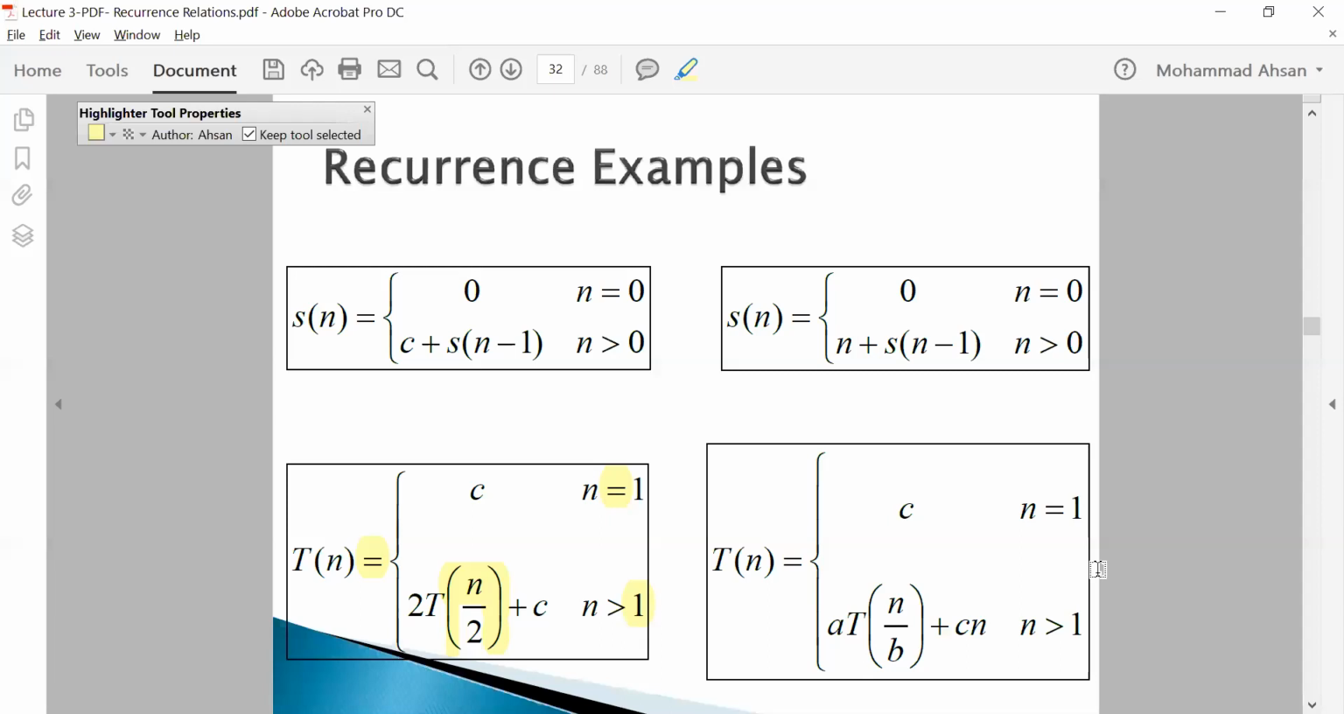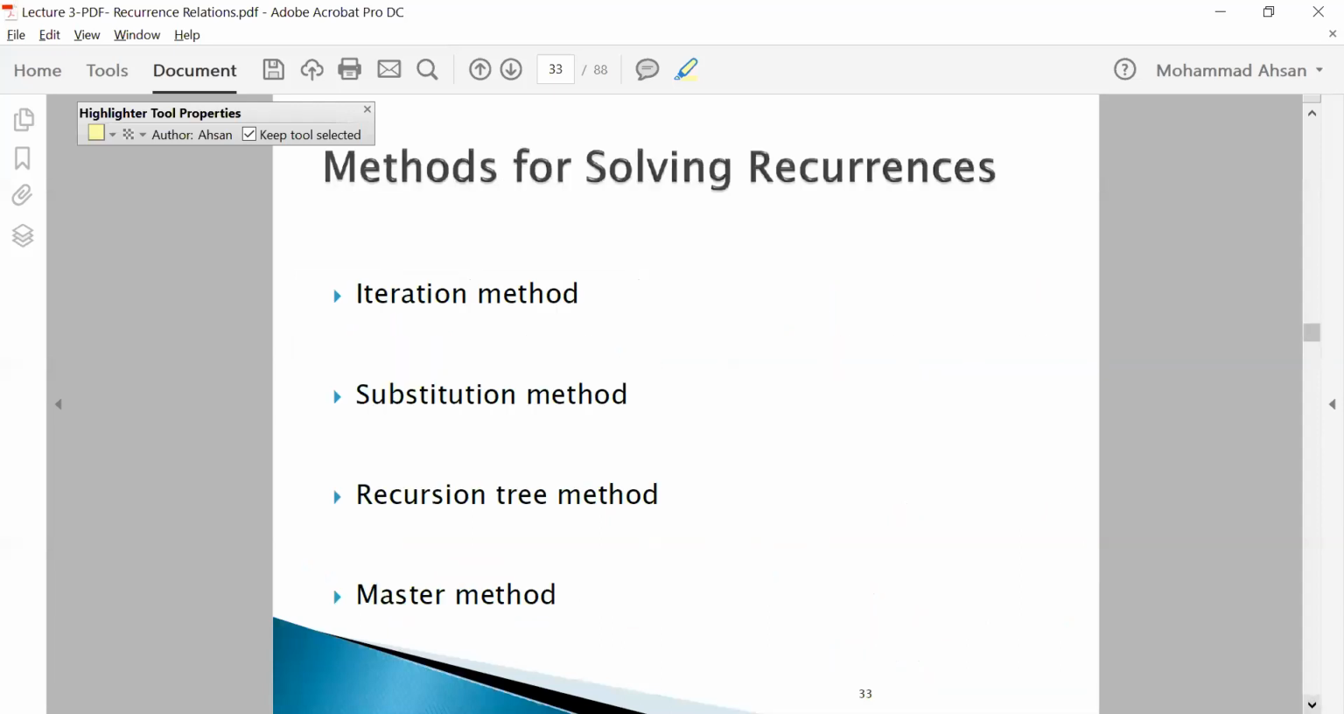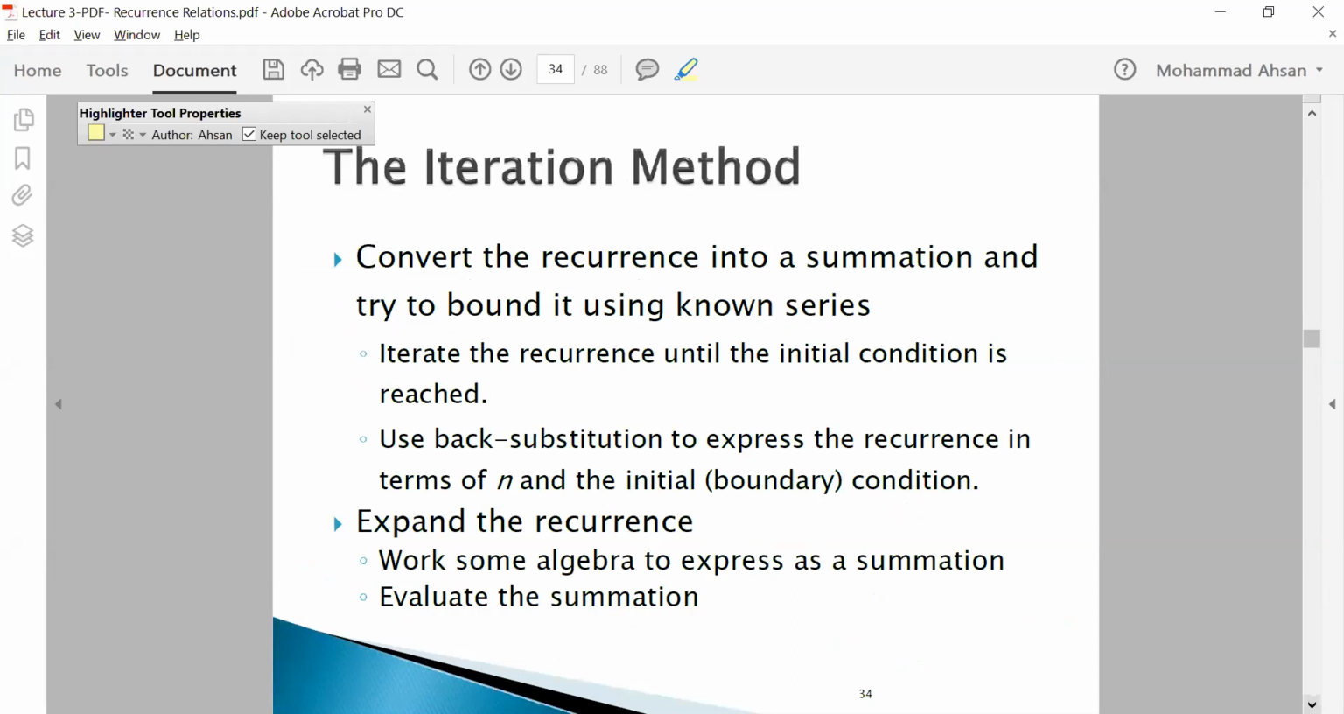Okay. So there are many methods, but the 4 main methods that we discuss are iteration, substitution, recursion tree, and master method. Master method is like a theorem that is given to you and you have to apply that on the equation. So it has a lot of cases, 2, 3, 4 sometimes. So let's first take the iteration method.